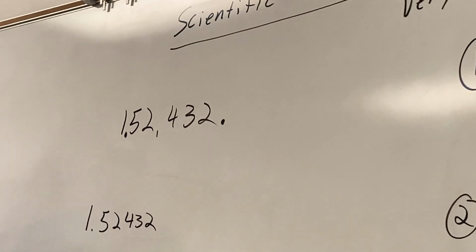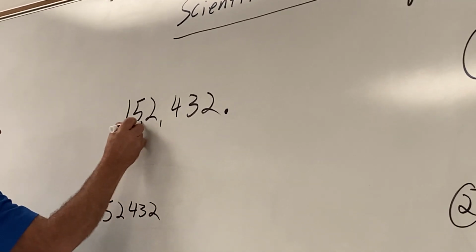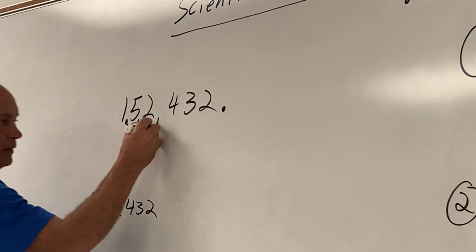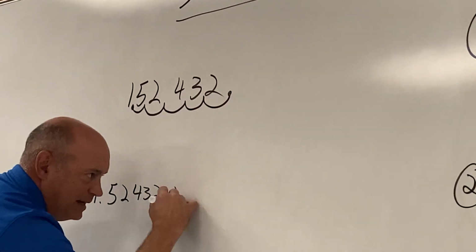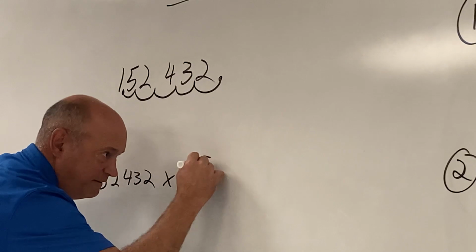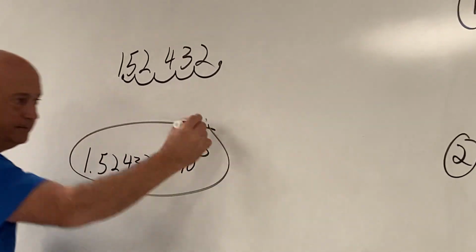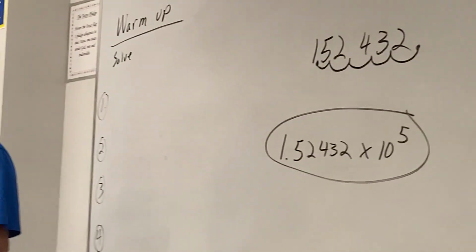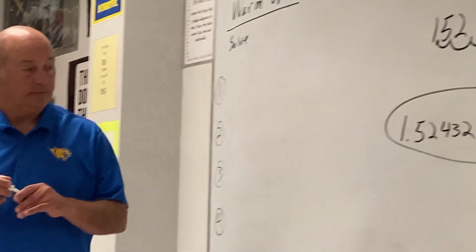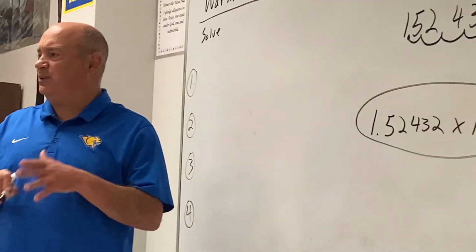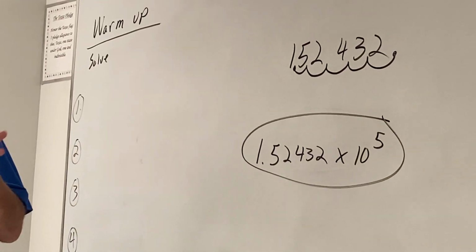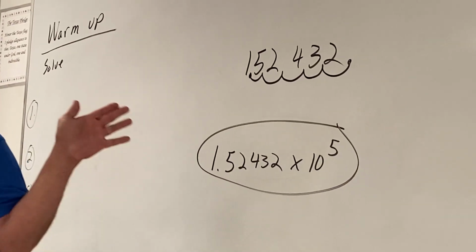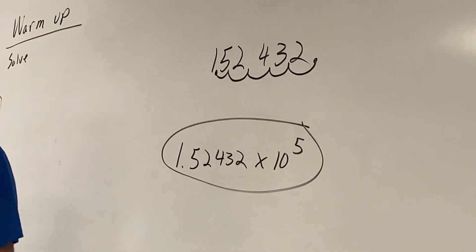1.52432. Now let's count. 1, 2, 3, 4, 5. This one is going to be times 10 to the 5th power. Questions? All right, so it's really not that hard. You just got to put in the decimal where it needs to go, and then you just need to count from the new decimal back to the old.